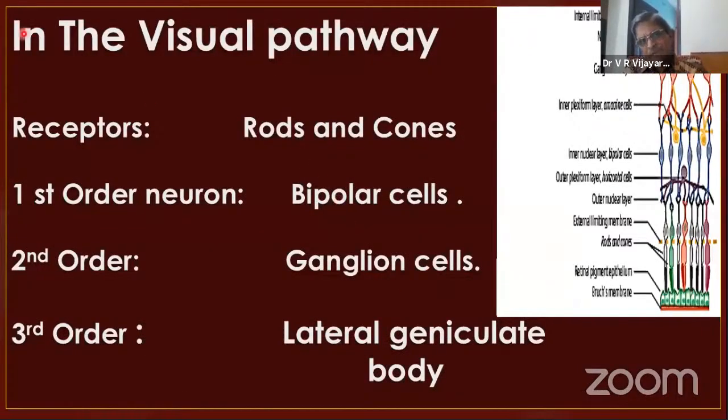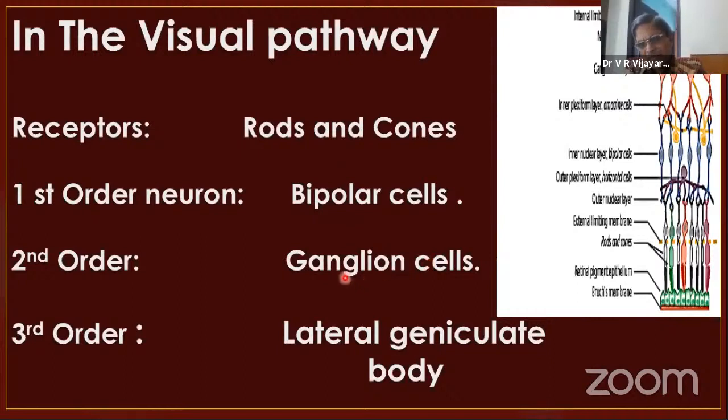Now I'll briefly tell you what's happening. The light is falling on the receptors. Receptors are the rods and cones. From there, the impulse starts. They go to the bipolar cells in the nuclear layer. So the nuclear layer has the first order neurons. From there, through the inner plexiform layer and so on, it comes to the ganglion cells. The ganglion cell is a second order neuron.